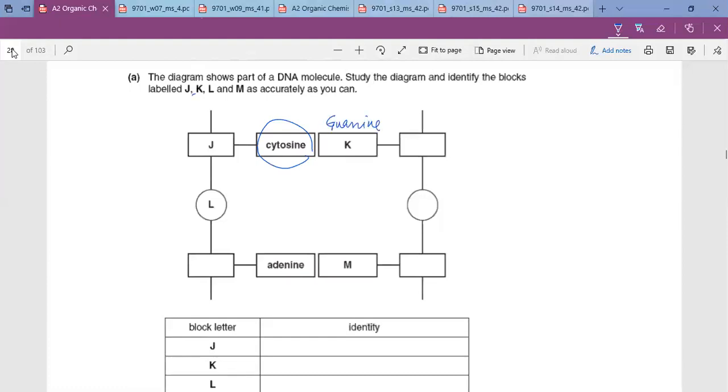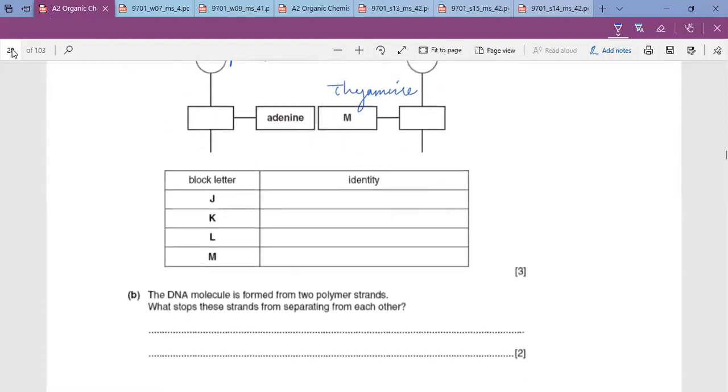You know, J is what? Your deoxyribose sugar. Okay. What is L? Your phosphate group. Easy, is it? What is M? Thymine. So simple. Okay, all of them same. Next one also same here.